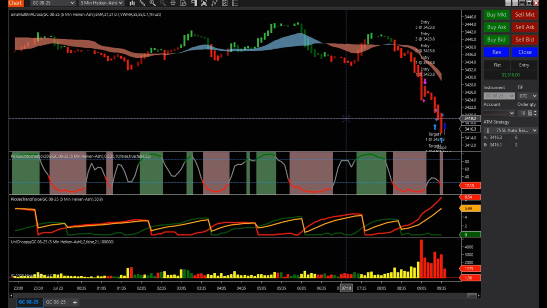So price did continue going down, but of course I have a set profit target. So now I'm just going to wait for my next setup.